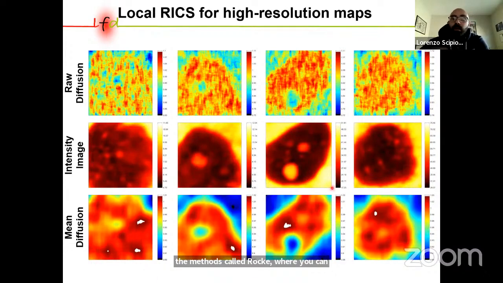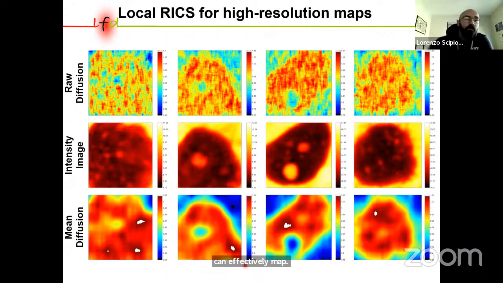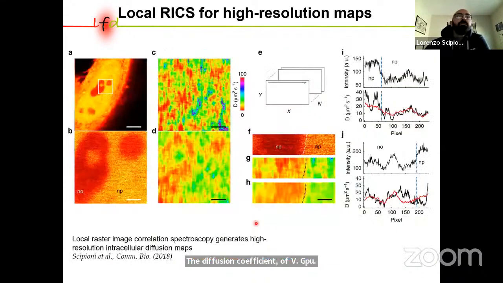So this is the intensity image. This is the nucleus for scale, right? So even in a very small region within the cell, you can effectively map the diffusion coefficient of 3GFP, so also very fast diffusing molecules inside the cell, right? And then you can tune your analysis. You can use fewer frames, more frames, or a smaller region, or even a line. And this will give you much more precision in the determination of the diffusion coefficient.